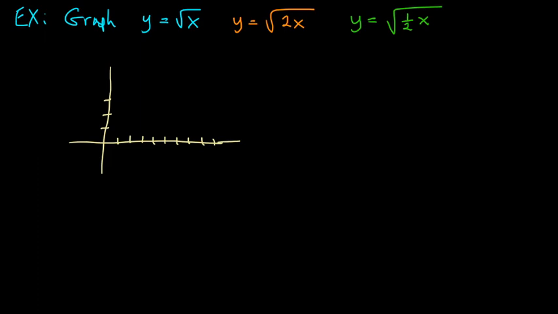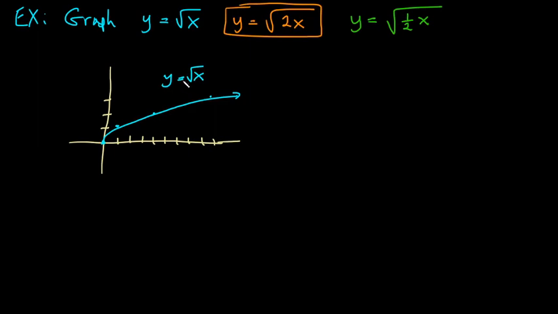Okay, so let's just graph these 3 functions here. Y equals square root of x. So I hope you know what that looks like. Square root of 0 is 0, square root of 1 is 1. The square root of 4 is 2, and the square root of 9 is 3. So it has this basic shape here.